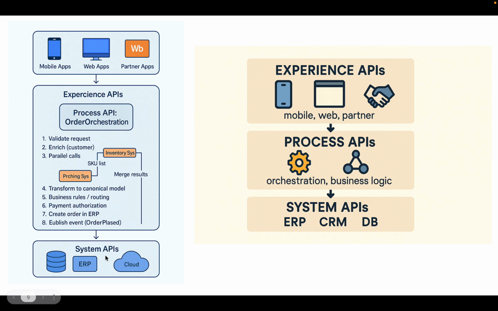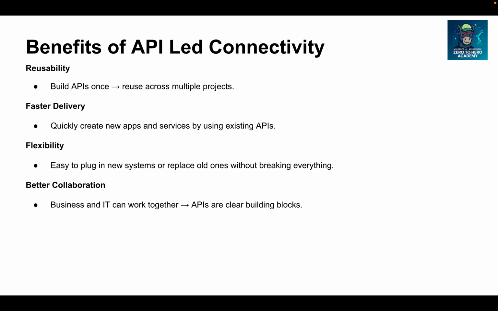Then we have a system API. As I mentioned, the system API unlocks the system of record, connecting to backend systems, SaaS applications, and various other organization applications. Benefits: reusability. You build the API once and it can be reused across multiple projects. Faster delivery, right? You can quickly create new APIs and services by using existing APIs.